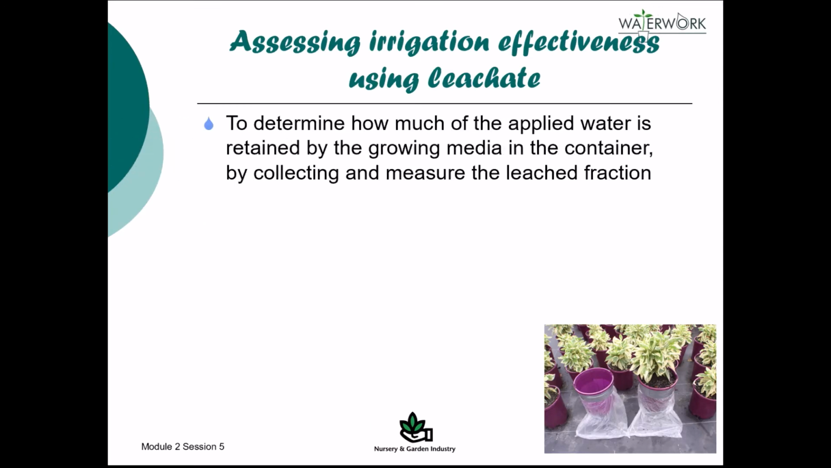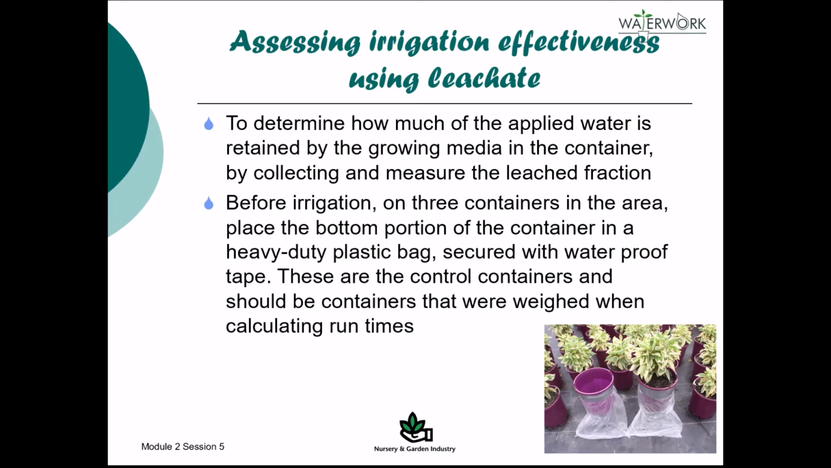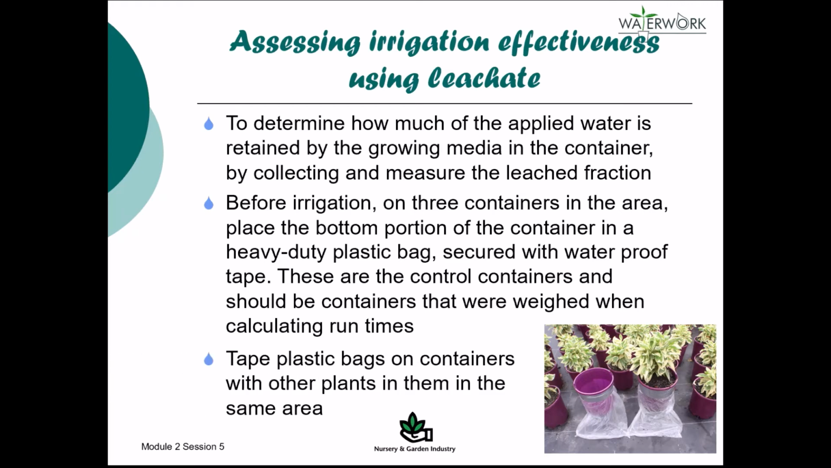To determine how much of the applied water is retained by the growing media in the container, collect and measure the leached fraction. To collect leachate, before irrigation, on 3 containers in the area, place the bottom portion of each container in a heavy-duty plastic bag, secured with waterproof tape. These are the control containers or the reference plants for the area. Tape plastic bags on containers with other plants in them in the same area.